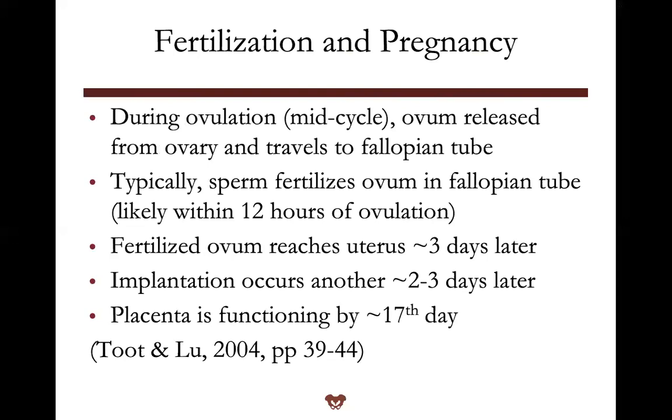The fertilized ovum is then going to spend a couple of days traveling to the uterus. So it's kind of on a slow journey once it's been fertilized. And then about 2 to 3 days after it reaches the uterus, it's going to implant into the uterine wall. And then about 2 weeks, a little over 2 weeks later, it's going to have a functioning placenta.